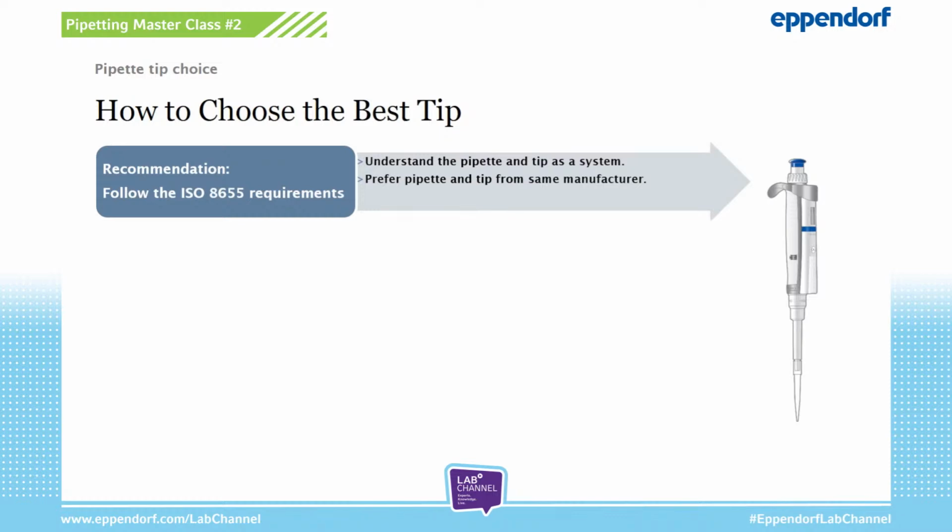First of all, if possible, follow the ISO 8655 requirement and understand the pipette and its tip as a system. Therefore, prefer the pipette and tip from the same manufacturer, and I have already mentioned the ISO 8655 several times in today's webinar. In our last webinar of this series, we will deal with this standard in more detail, and let me just point out the following today.